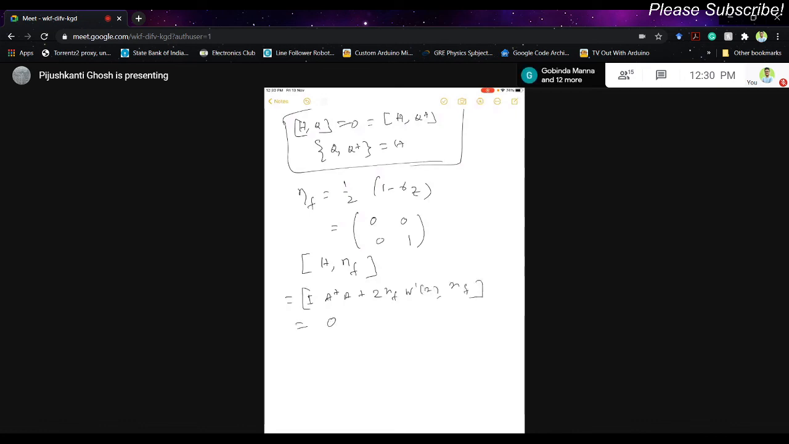H, say for the Coulomb problem, H commutes with Lz. So eigenvalues of Lz can be used to classify the states. Similarly, NF commutes with H, so the eigenvalues of NF can be used to classify the states. NF has eigenvalues 0 and 1. It's already in diagonal form.